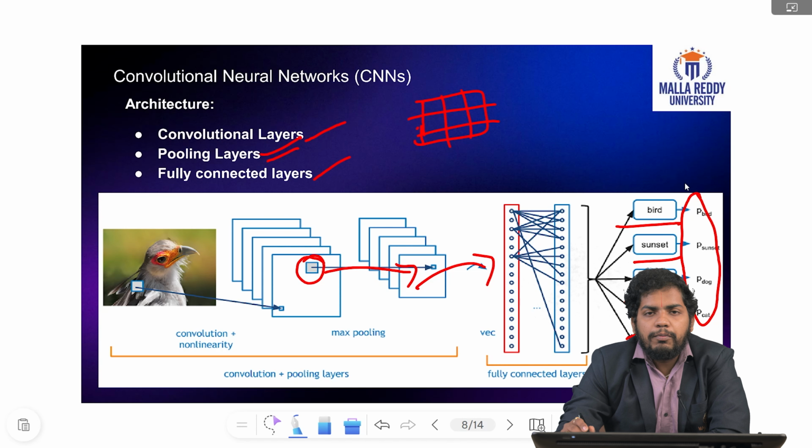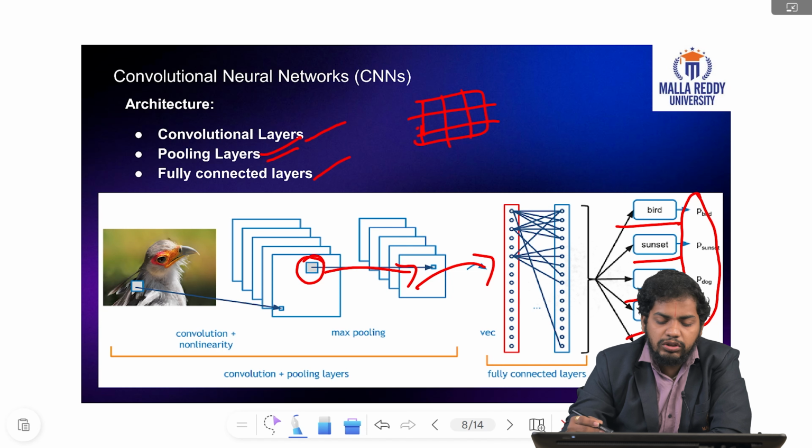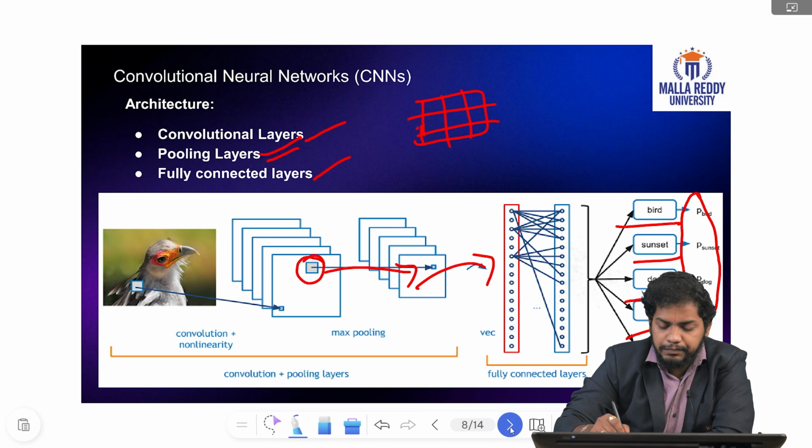So depending on the highest probability, it will determine whether it is a bird or a sunset or a dog or a cat. So this is how convolutional neural networks work.